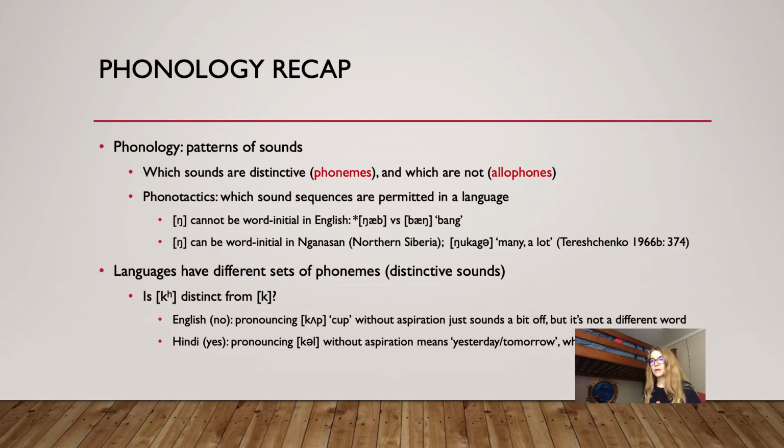And if you look at the section here, languages have different sets of phonemes. This K with the superscript H, that's an aspirated K. It has that little puff of air. And is it distinct from a K without a puff of air? These are two phonetic sounds, but phonologically, how speakers think of those sounds is whether they have a meaning contrast or not. Do they create a meaning contrast or not? That depends on the language.